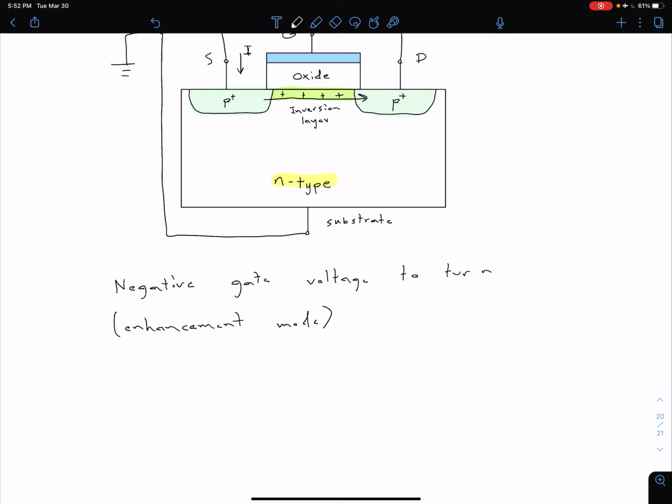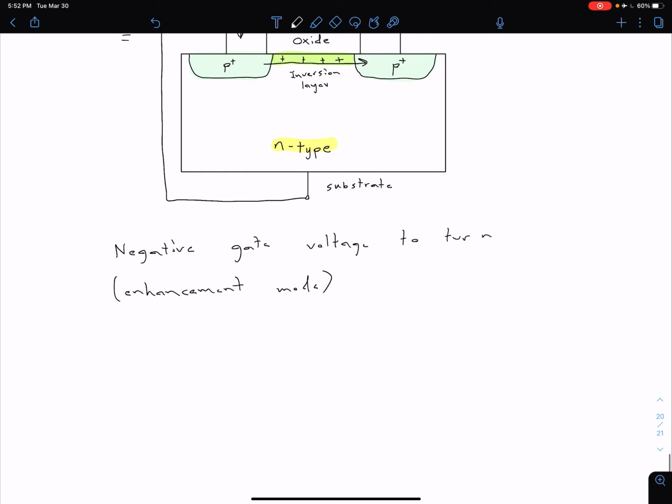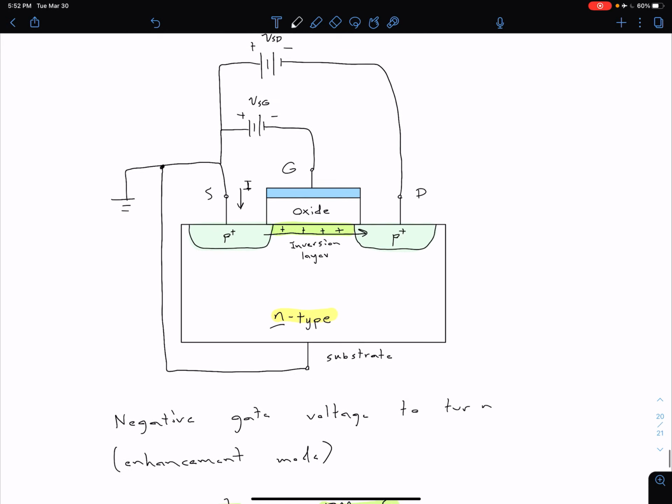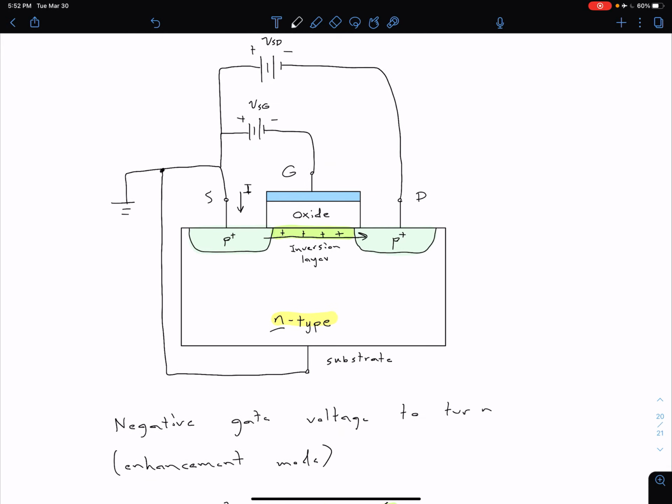Because we now have a channel of holes, an inversion layer of holes, we'll often refer to this as a P-channel device, or even shorter, we can also call this a PMOS device. So now we have PMOS as well as NMOS, depending on what type of substrate we have. It can be a little confusing, but of course we see because we have an N-type substrate, this is a PMOS device.